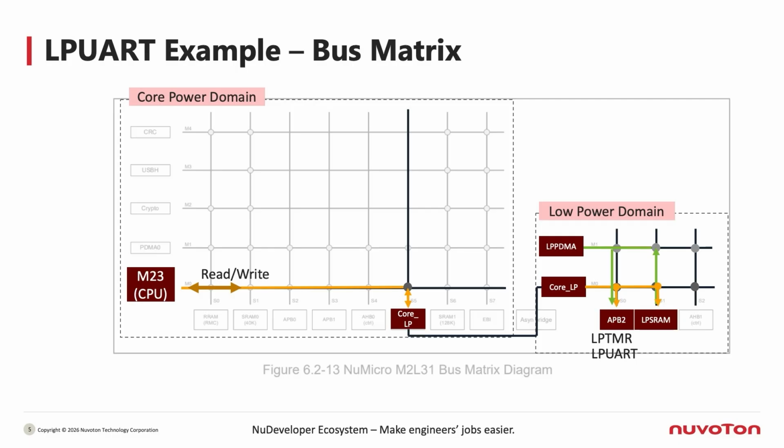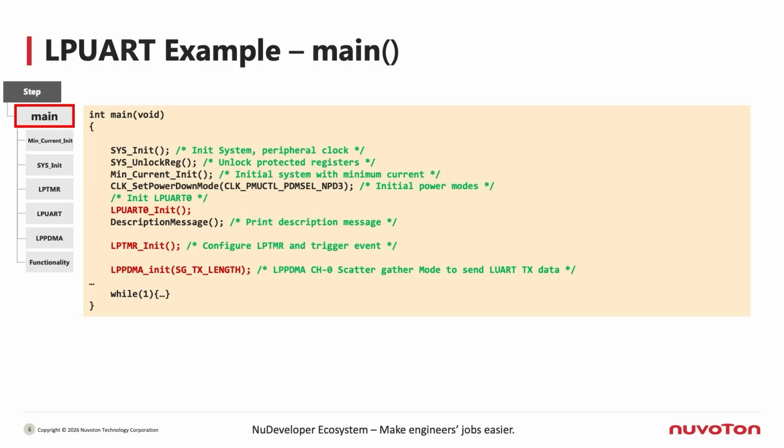In this architecture, the CPU acts as a master, so it can read from and write to peripherals inside the low power domain. At the same time, within the low power domain, the low power PDMA also plays the role of a master. This means low power PDMA can directly read data from low power SRAM and then write that data into the low power UART, completing the data transmission by hardware. Next, let's move on to the program overview.